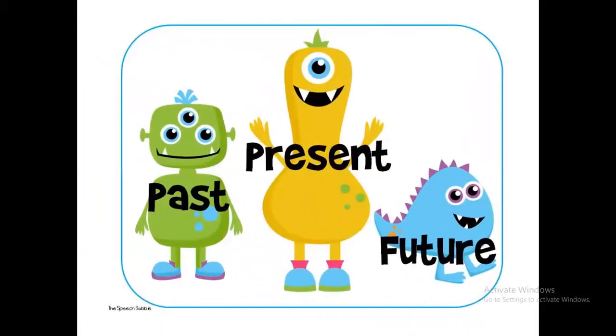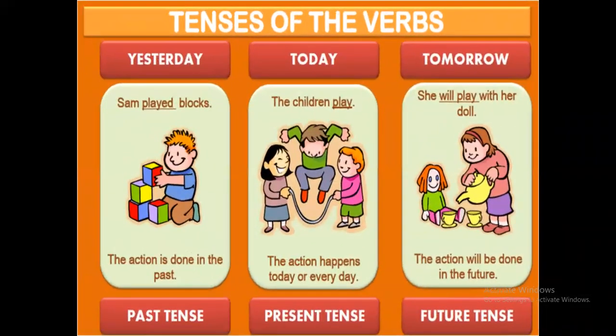So the past has already happened. It's done in the past. The present is happening now. The future will happen later. It doesn't take place yet. So let's take some sentences. Sam played blocks. He played. We use ed with the past verbs.